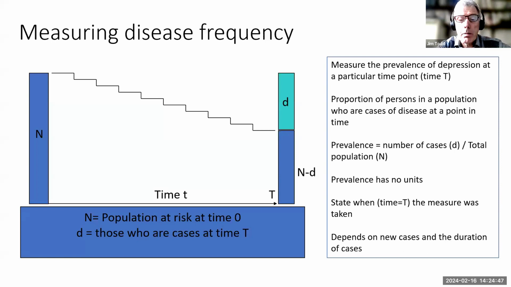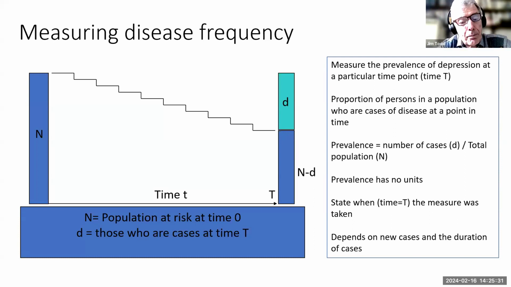So if we're going to measure at a particular time point the proportion of persons in a population who are cases of the disease at a point in time, that is the prevalence. It is the number of cases, which is d, divided by the total number in the population. The prevalence doesn't have any units, it's just a number, it's just a proportion. But when we mention what the prevalence is, we should state the time that it is. For example, in August 2022, the prevalence of depression was whatever it was in our population.